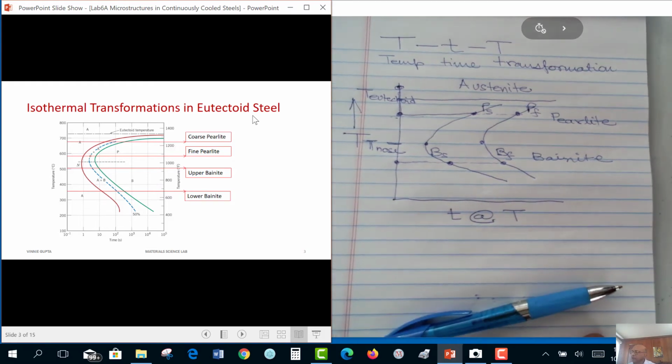So let's see these transformations. These are diffusion-based transformations. And again, you can see that we can even differentiate between different kinds of perlite. So if the temperature is high, we'll get coarse perlite. If temperature is low, we'll get fine perlite. Same thing here. Upper bainite is like coarse bainite. Lower bainite is like fine bainite.